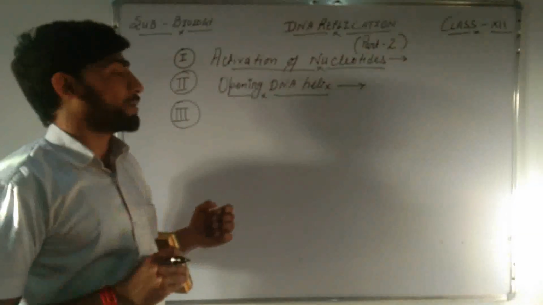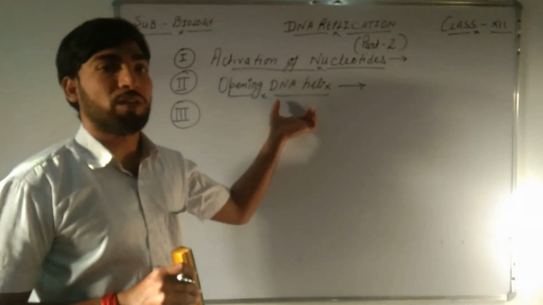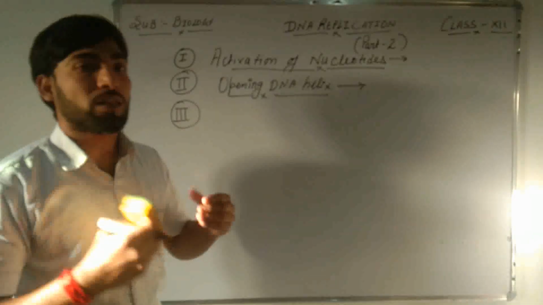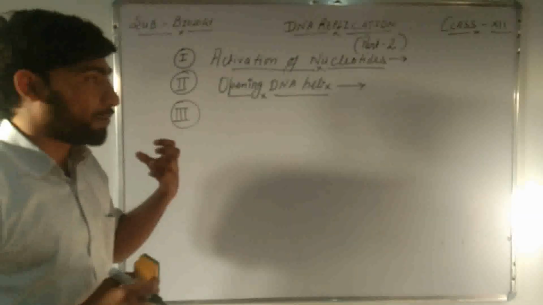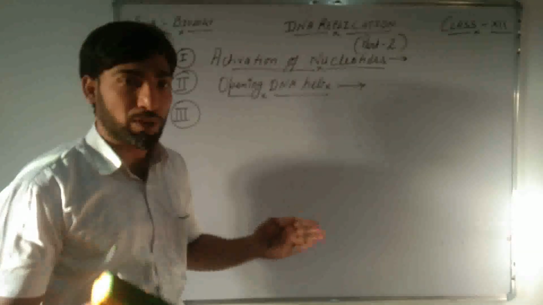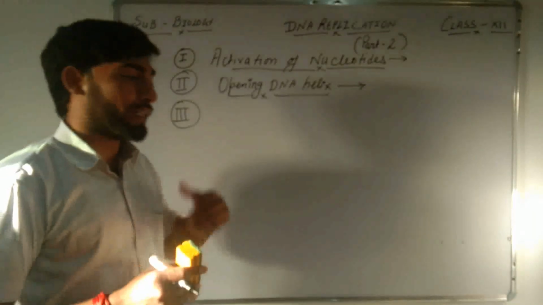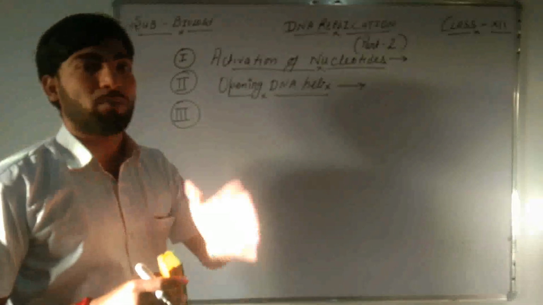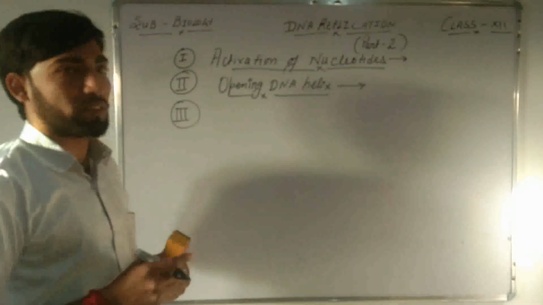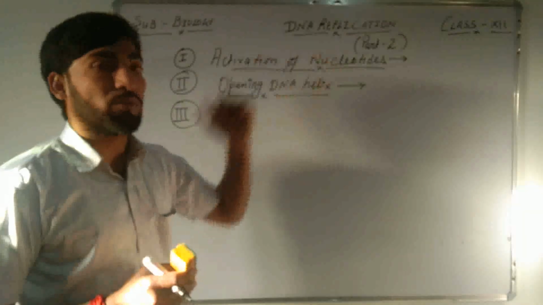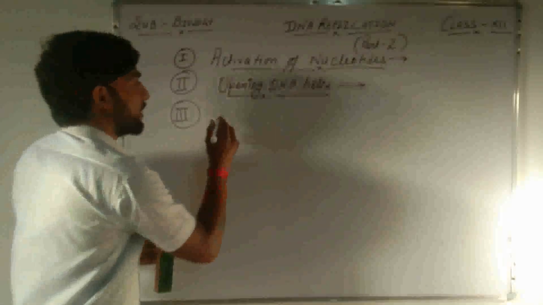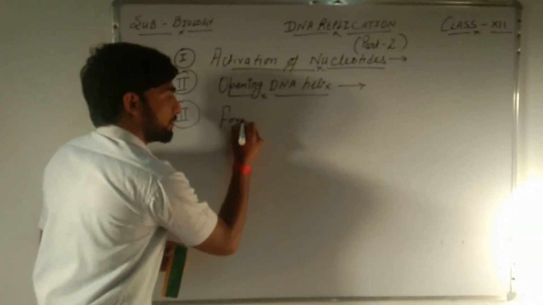So all these steps result in the opening of the DNA helix, that is the recognition of ori, the breakdown of hydrogen bonds and separation of the 2 strands of DNA, and then the removal of tension and stabilization of the 2 DNA strands. Now, our next step of DNA replication is the formation of primer.